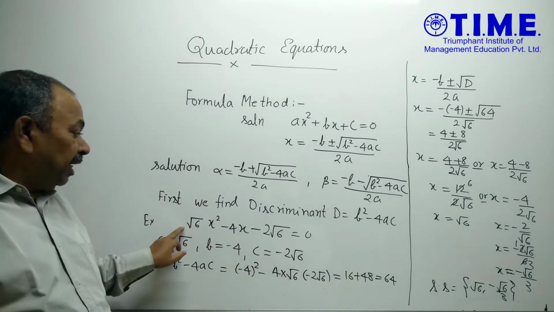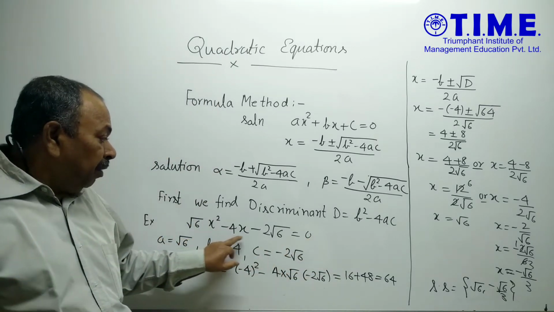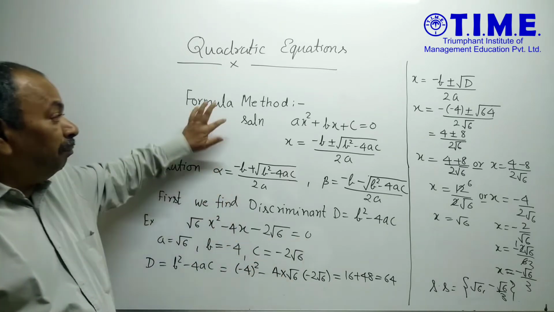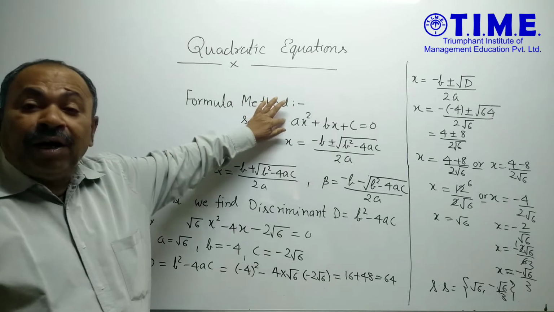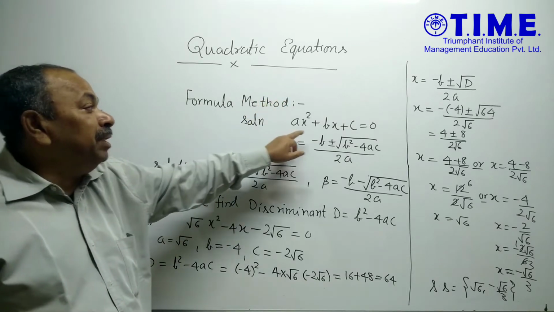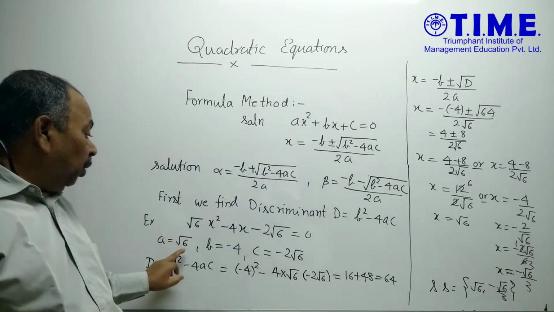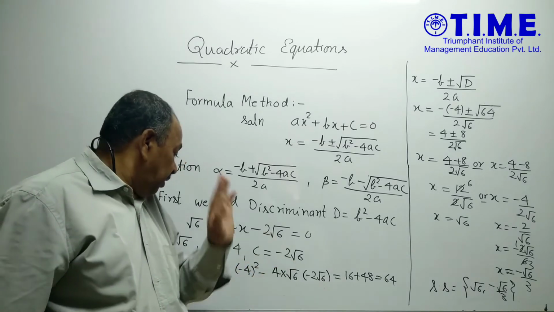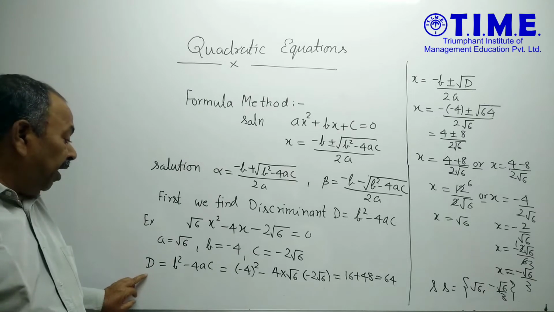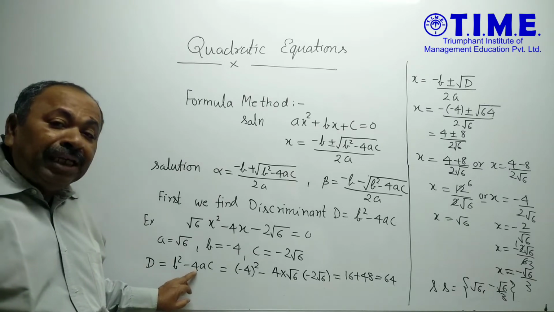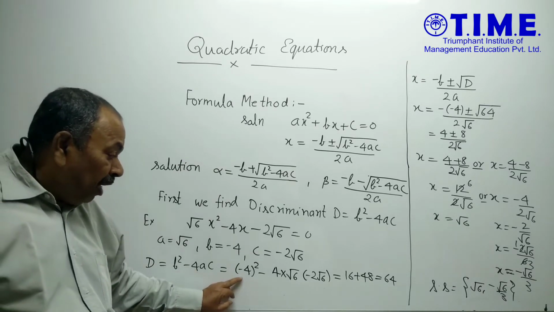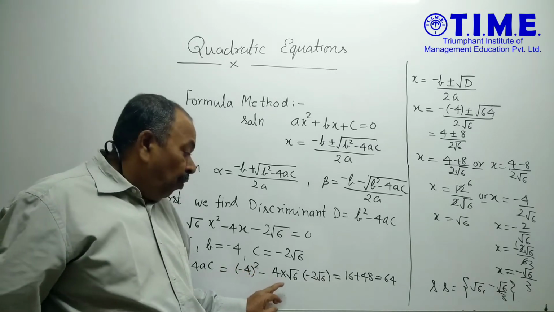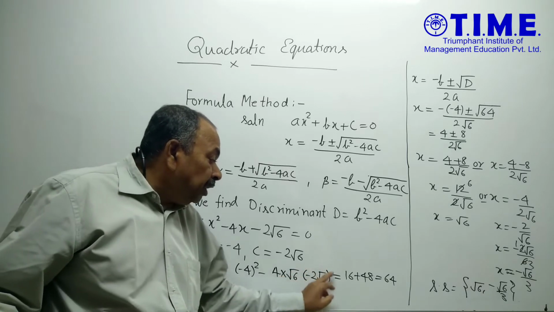So the first example is root 6 x square minus 4x minus 2 root 6 is equal to 0. If we compare the equation with the quadratic equation ax square plus bx plus c, a is root 6, b is minus 4, c is minus 2 root 6. First we find the discriminant. Discriminant is b square minus 4ac. Substitute the values: b is minus 4, squared, minus 4 root 6 into minus 2 root 6.